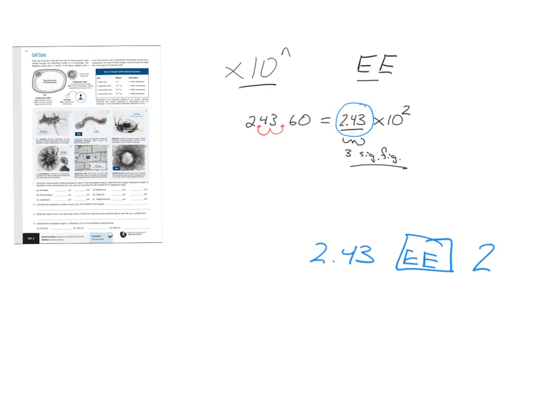2.43 EE2. What'd you get? 243. If you do this by typing out this, then pushing that, and then pushing 2, you're going to get 243, because that's what this means. 2.43 times 10 to the second power. Those of you that have 10 times 10 to the n, it's the same thing.